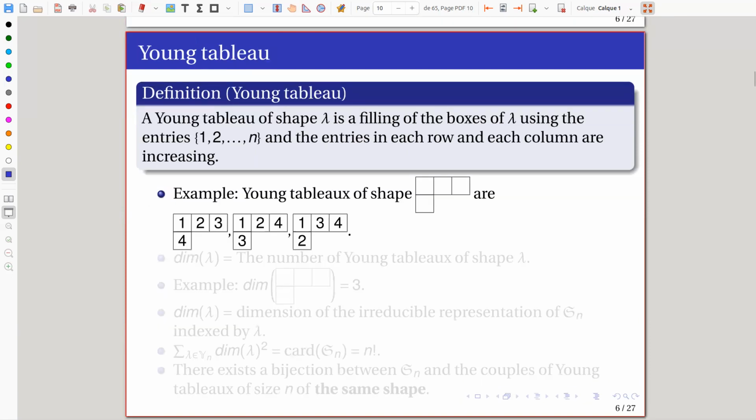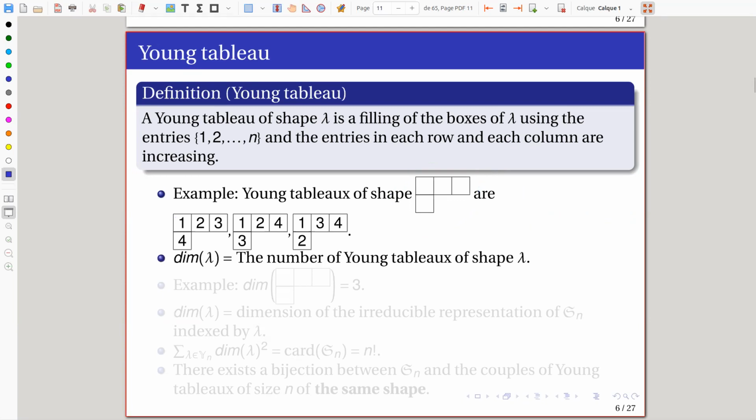And a Young tableau is just when we put some entries on those squares. We put the entries from 1 to n, but we have one condition: on every row we are increasing, and on every column we are increasing. So for example, if we take this shape, this one will be 3, 1, zeros. The Young tableau associated to this shape is just the filling of this Young diagram with entries from 1 to 4, because 3 plus 1 equals 4, increasing on every line and every column. So here 1, then 2, then 3 increasing, 1, 4 increasing. And there are only 3 ways of filling this Young diagram with entries from 1 to 4 so that we are increasing on every line and every column.